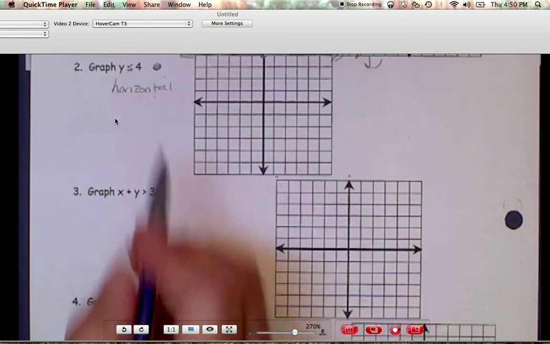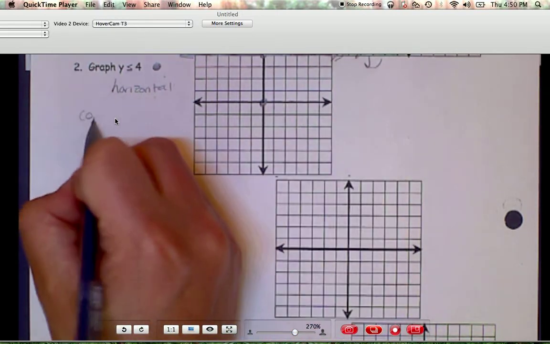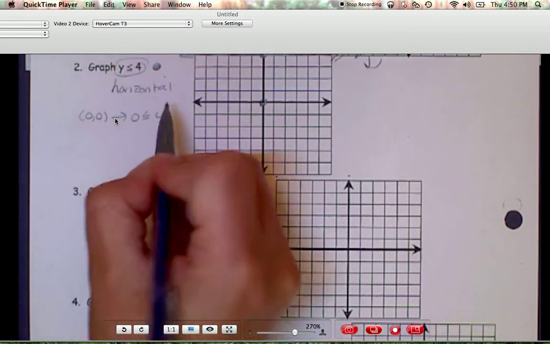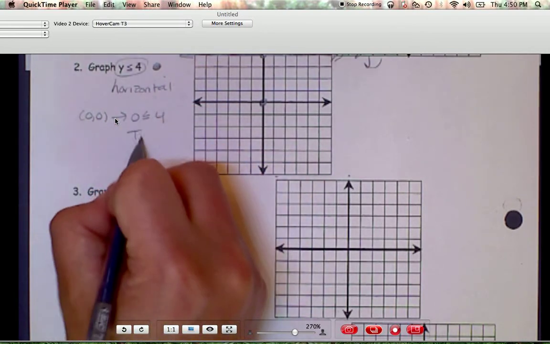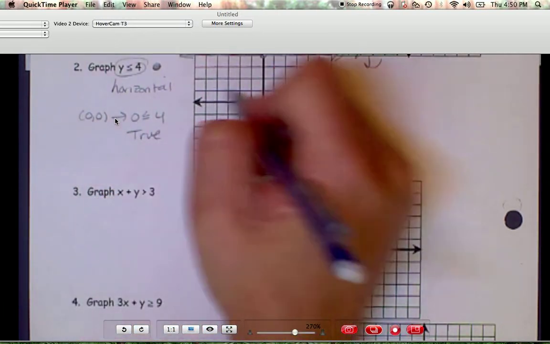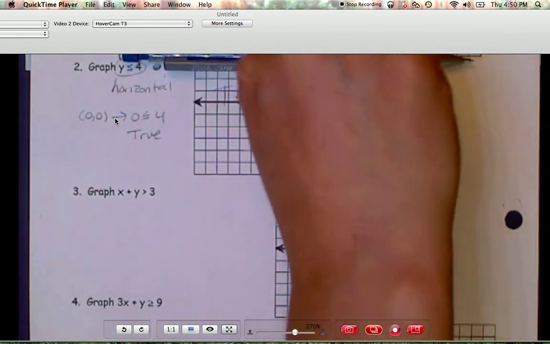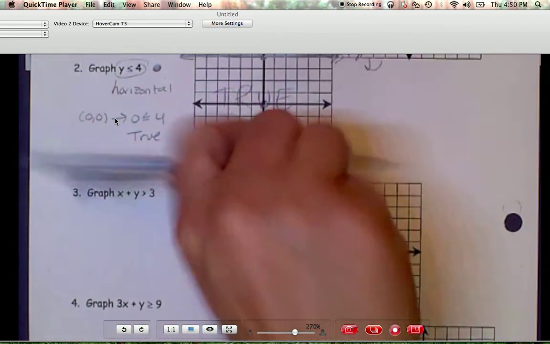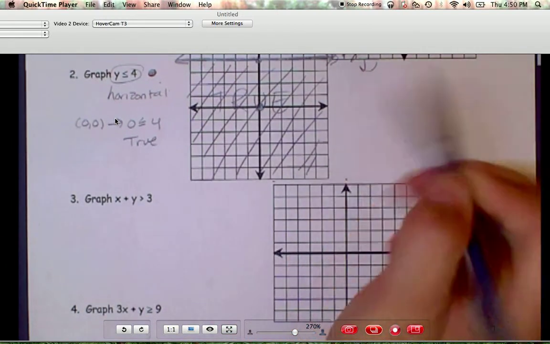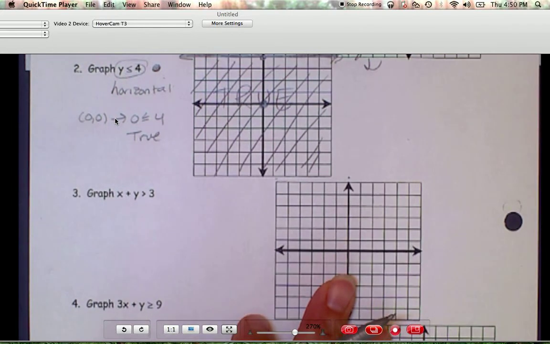Okay. Now, does it go through 0, 0? No. So we're going to plug in 0, 0. And we get 0 is less than or equal to 4. That is true. So that means this point is true, which means this whole side represents the true side, from here down on this whole side of the boundary line, which means this is the side that we want to shade. We want to shade the true side every single time.